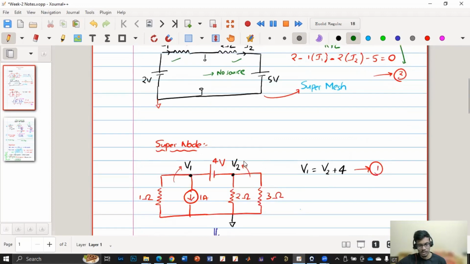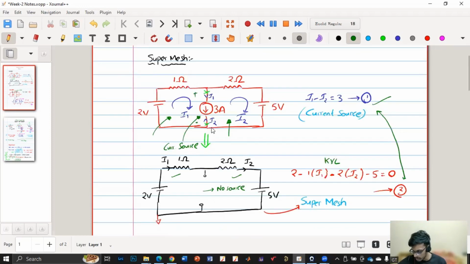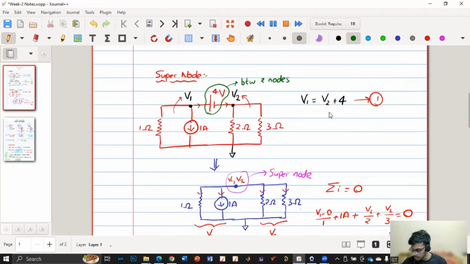In the case of Supernode, a voltage source will be sitting in between two nodes. And in this case also, we do not know the current that is flowing in this voltage source. So we cannot directly apply KCL at any node. So in that case, similarly to how we got a relation between I1 and I2 directly, here also we will get a relation between V1 and V2 directly, because there is a voltage source sitting between these two nodes.